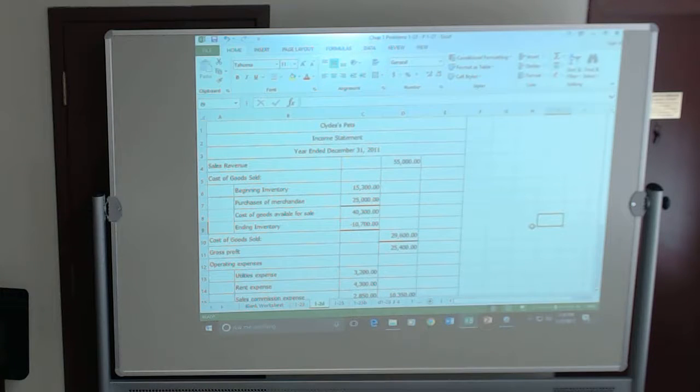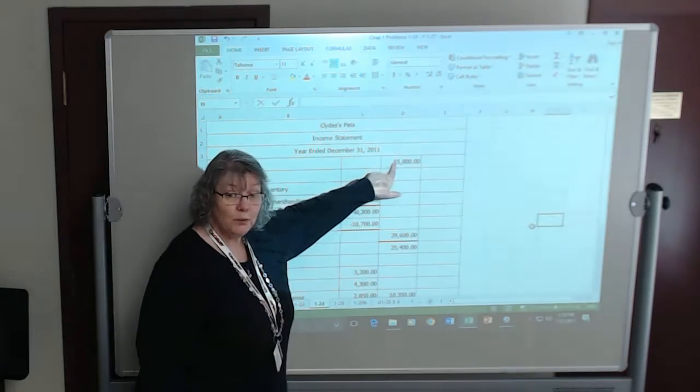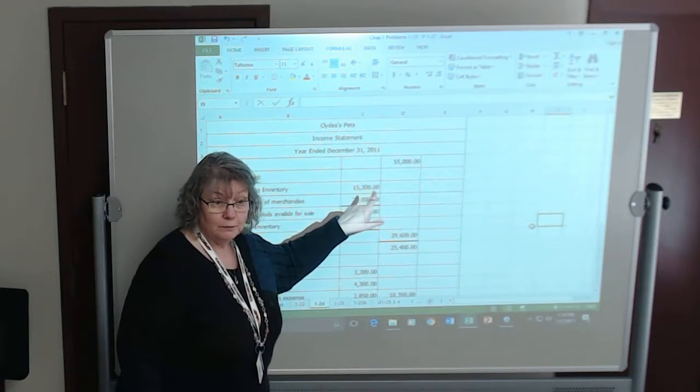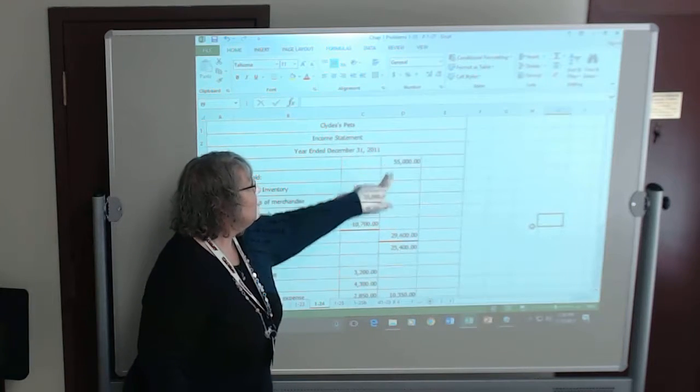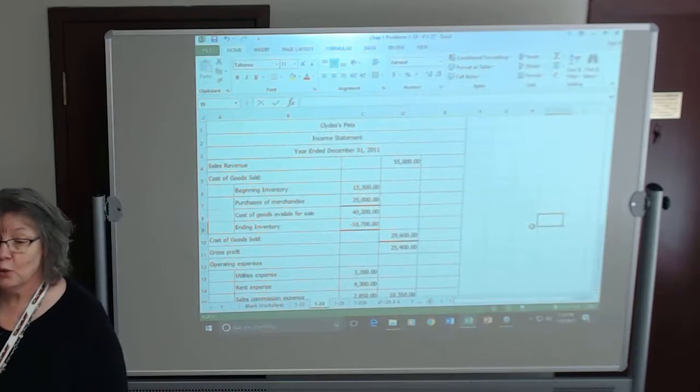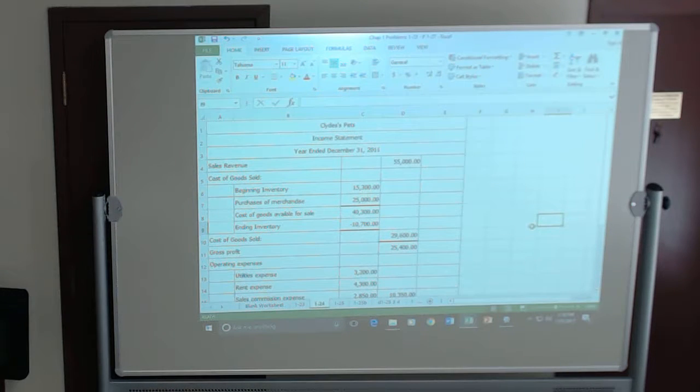So we always start with sales revenues. That's the way it always starts, because you always want to start with a positive. And if total sales revenue is negative, close your door, because you're paying money out of your pocket. So he made for the total year $55,000.